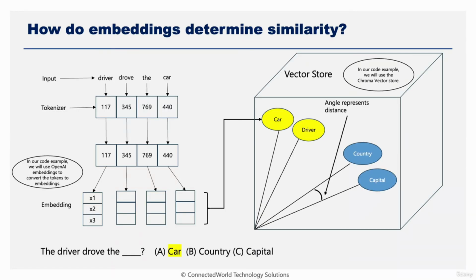And you can see that the words car and driver appear close together, and the words country and capital appear close together as well. The angle between those words actually represents the distance, and that is what we term as the cosine distance. So if you have a sentence, the driver drove the, and then you have a blank, how will an LLM fill the most likely next word in this sentence? It is most likely going to be car, because car and driver appear close together in this example.